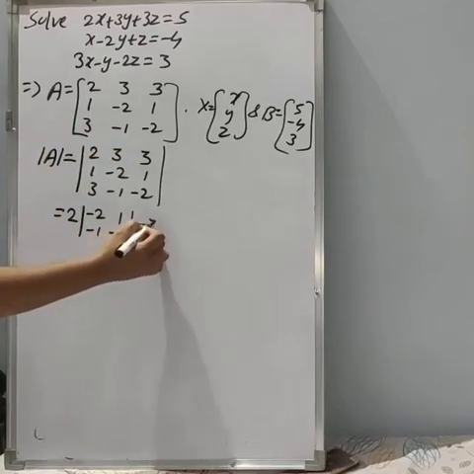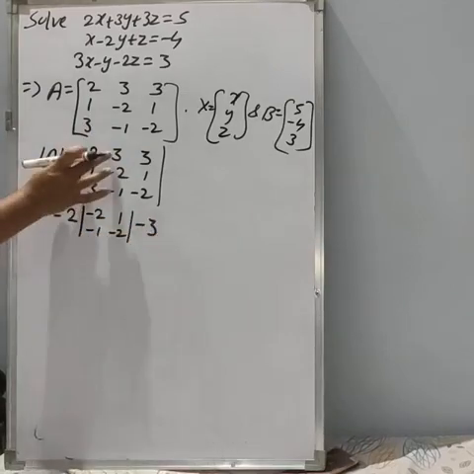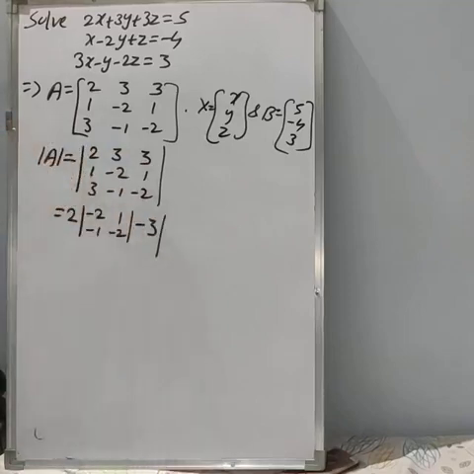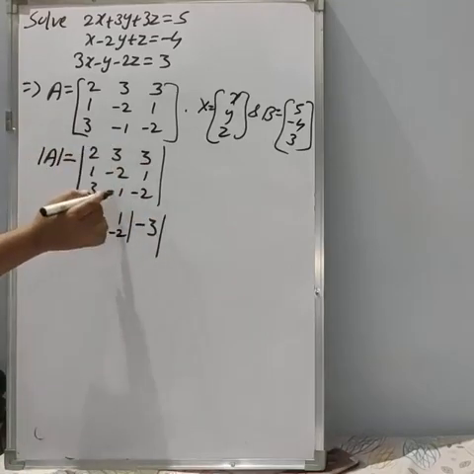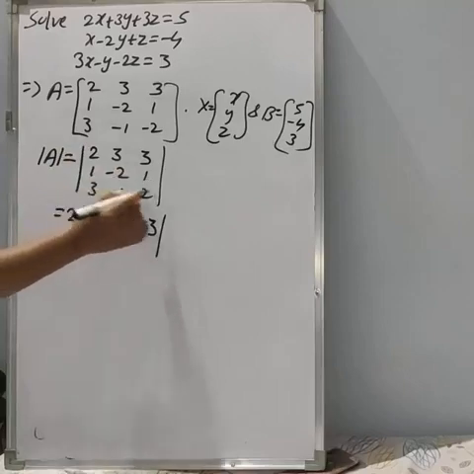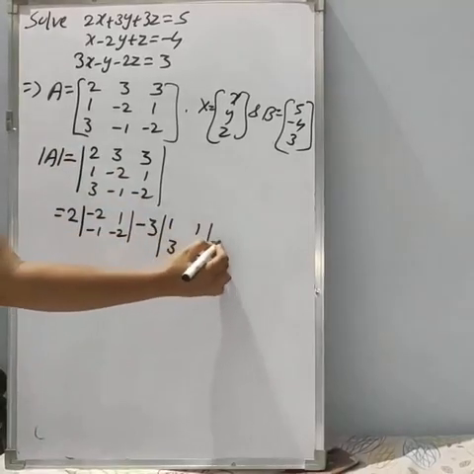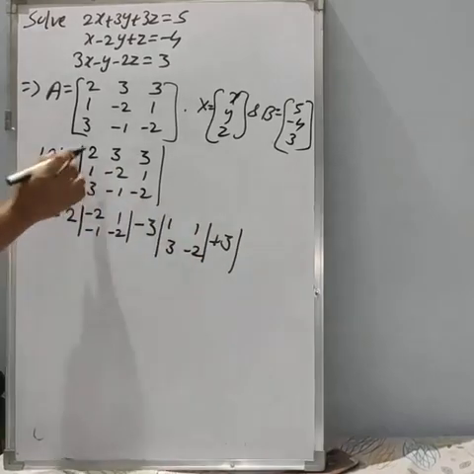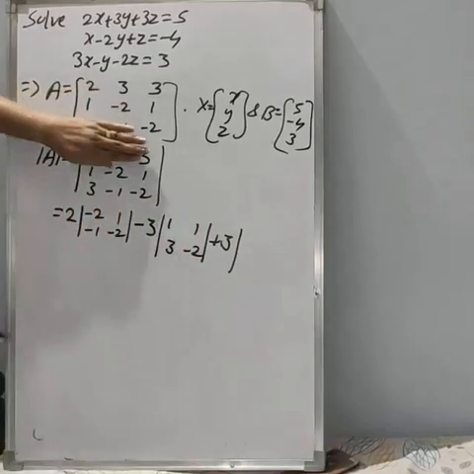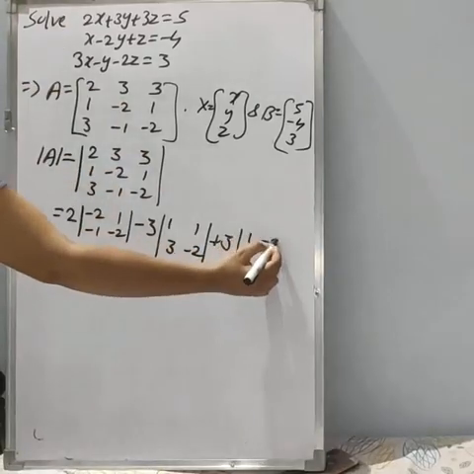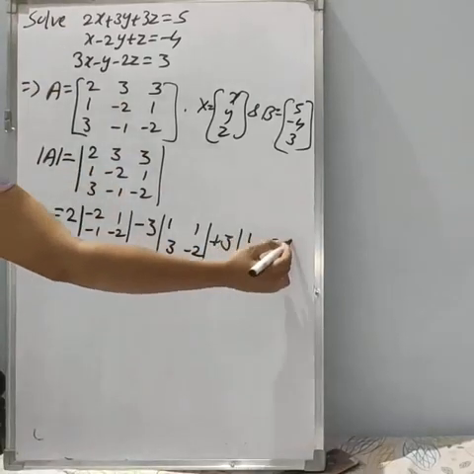Next, minus. Because always the first is plus, for this it is minus, for this it is plus. 3 into. 3 is present in the first row, second column. So we remain with 1, 1, 3, minus 2. Next, plus 3 into. See, 3 is present in the first row, third column. So we remain with these 4: 1, minus 2, 3, minus 1.